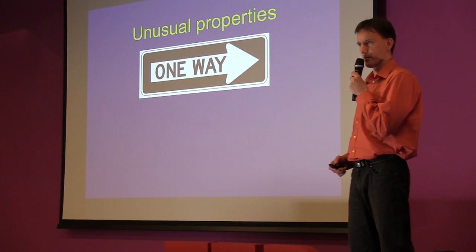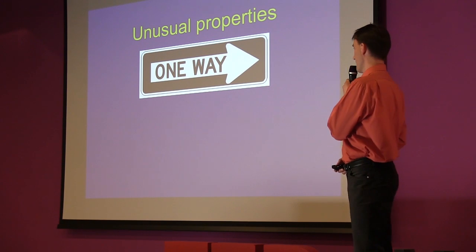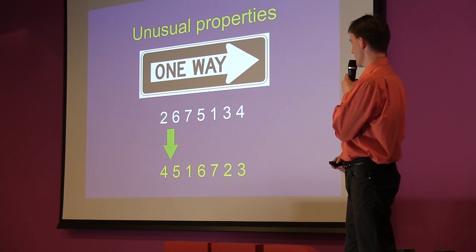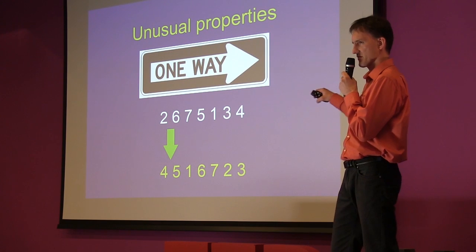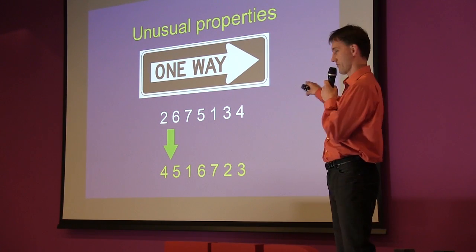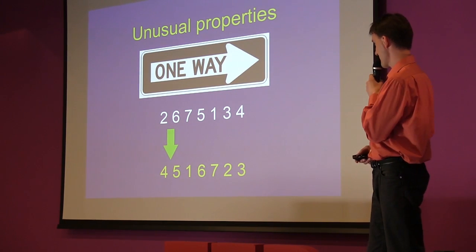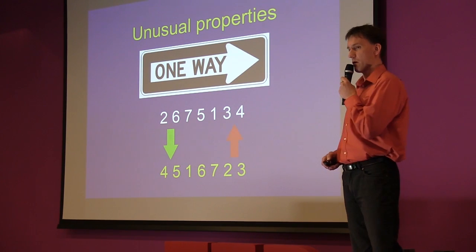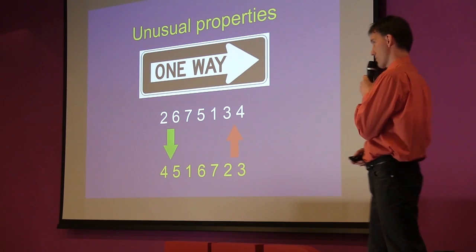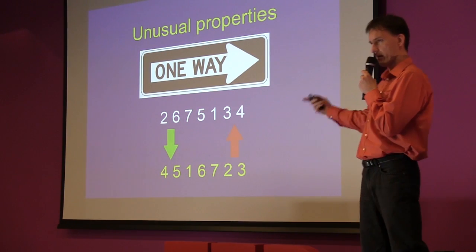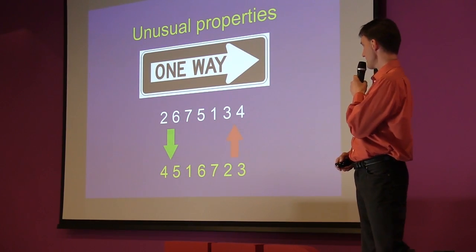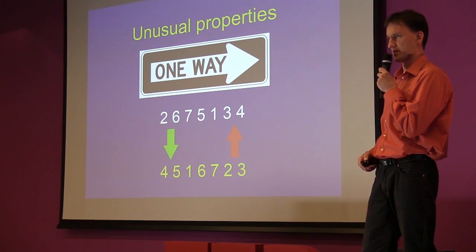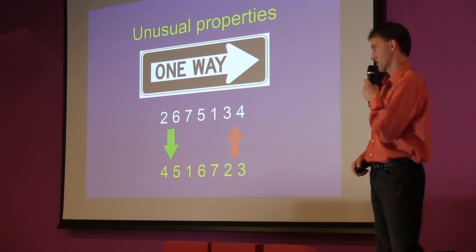The transformation was one way, which means that you can get the new transformation, the yellow one, from the old one, the white one. But if you have the yellow one, you cannot see from what white one it came. So you cannot invert this transformation. You cannot invert this function.